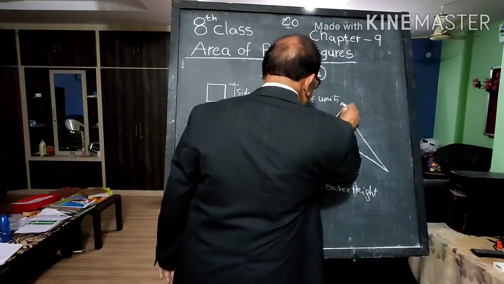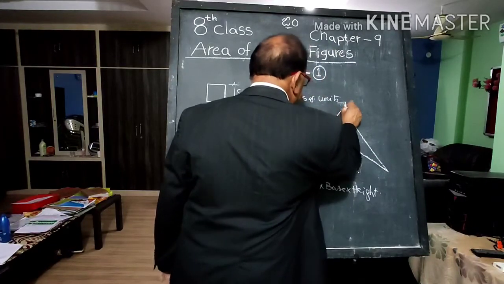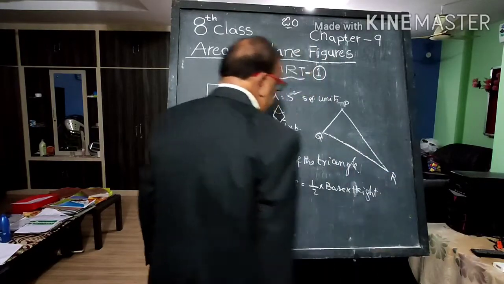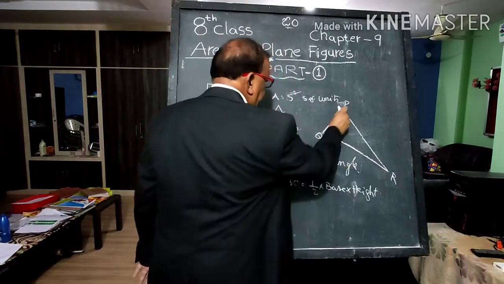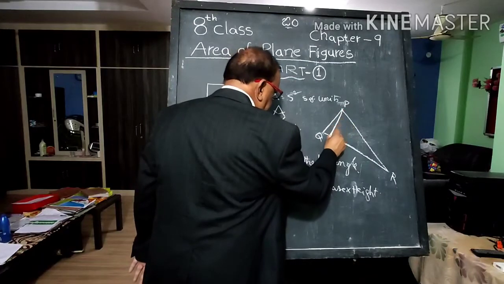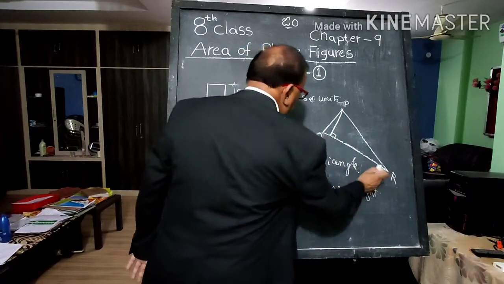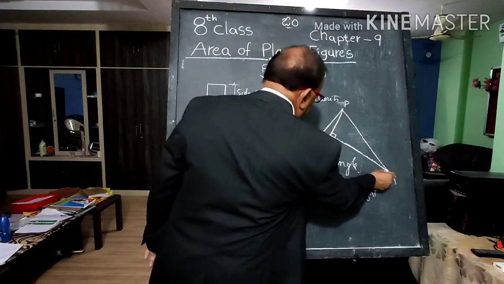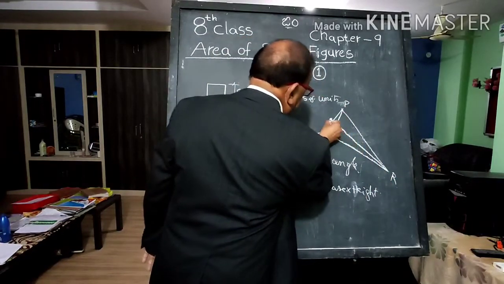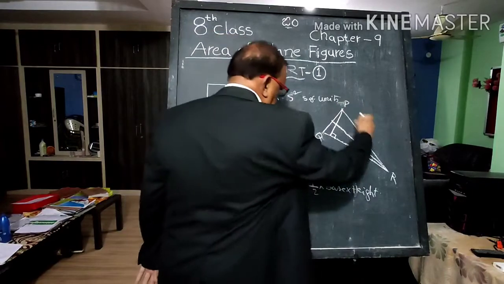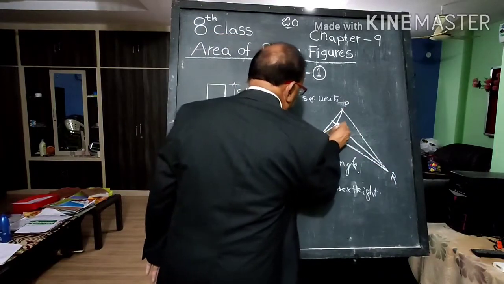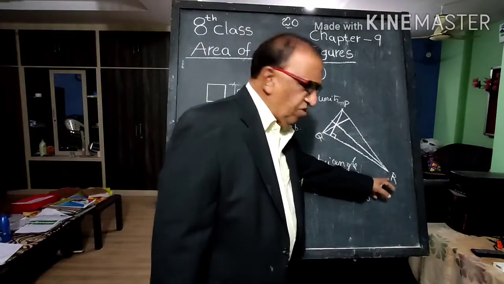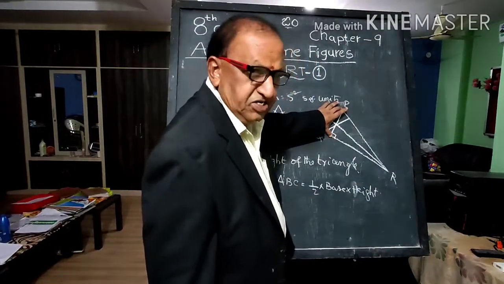This is a triangle, let's say I will use some other letters, P, Q, R. Now if I take QR as the base, then I have to draw a perpendicular onto QR from P. Suppose if I take PQ as base, then I have to draw a perpendicular like that. Suppose if I take PR as the base, then I have to draw a perpendicular like that.